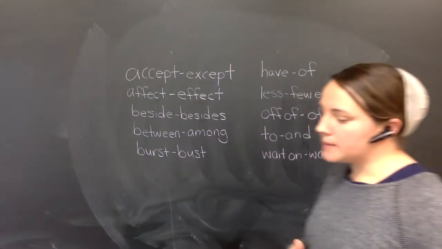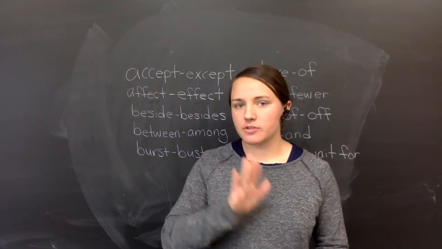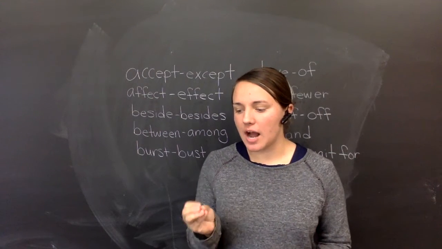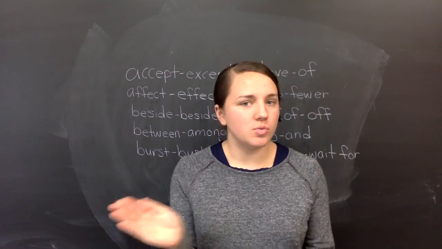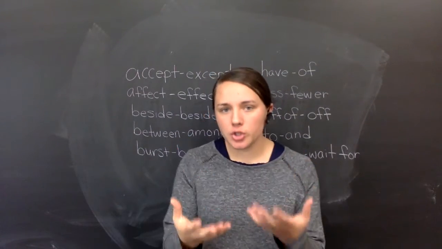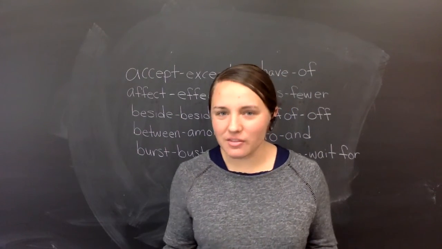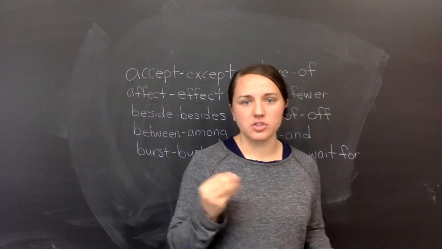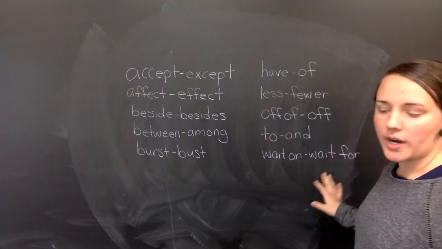To and and. Never use and instead of to after the word try. Now, for example, try and remember my birthday. Do not use and in that way. Say, try to remember my birthday. Don't use and in place of to. Try and remember my birthday is incorrect. Say, try to.